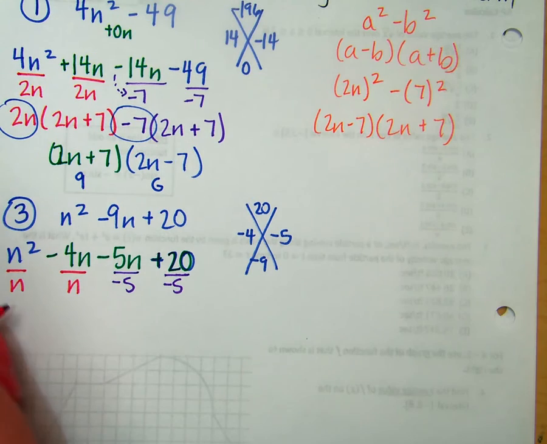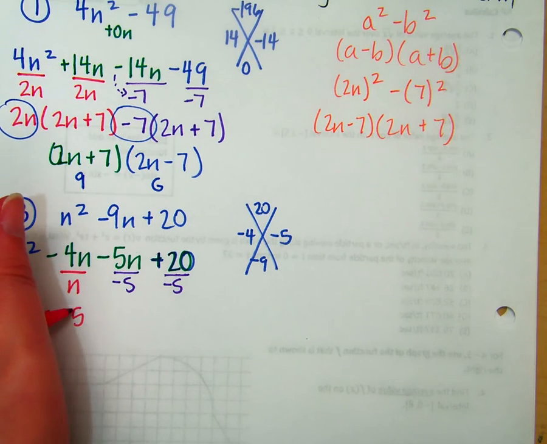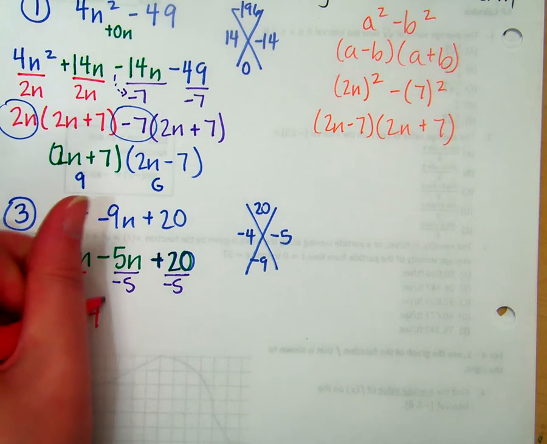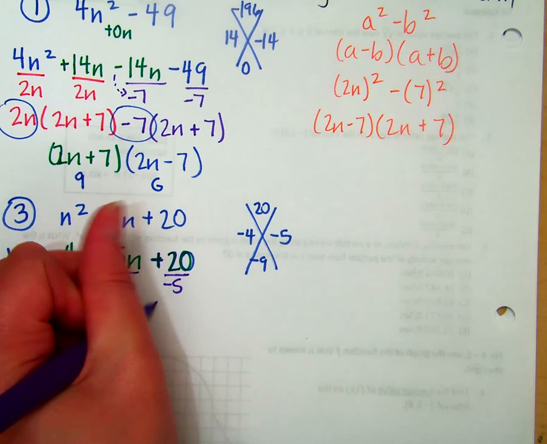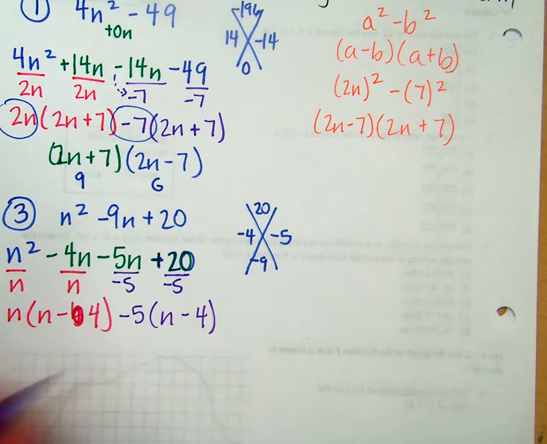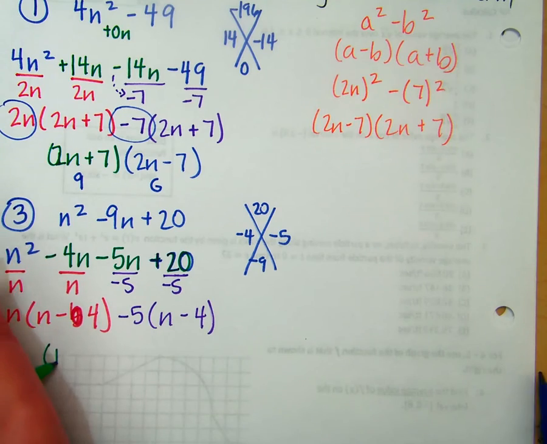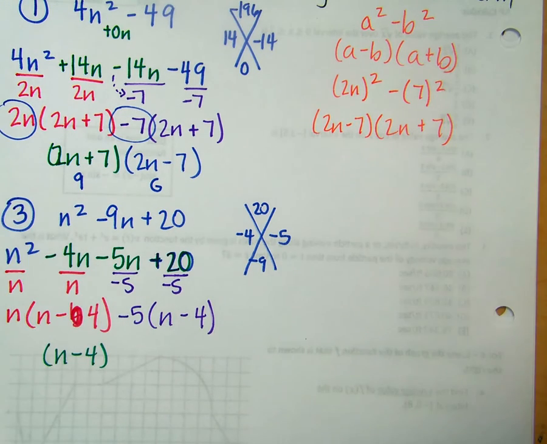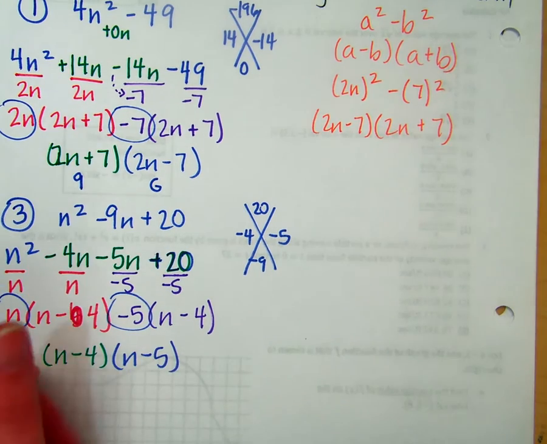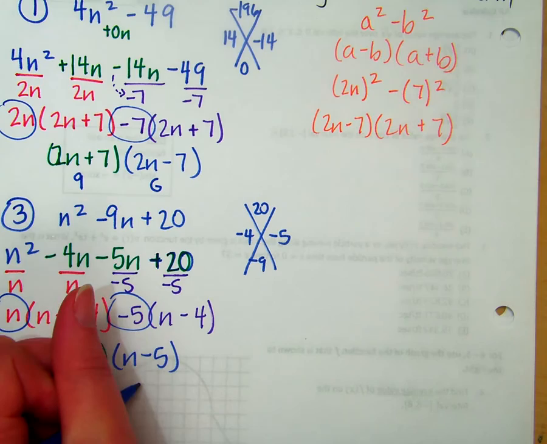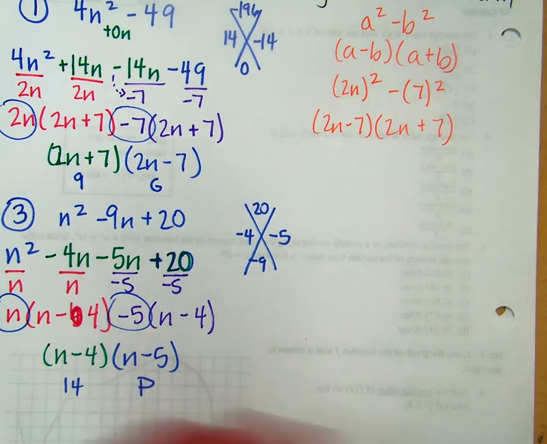So in the first two, if I take out an n, I'm going to be left with n minus 4. And then in the last two, if I take out a negative 5, I'm going to be left with n minus 4. So both of them have n minus 4, and then their coefficients make n minus 5. So n minus 4 is 14, and n minus 5 is p.